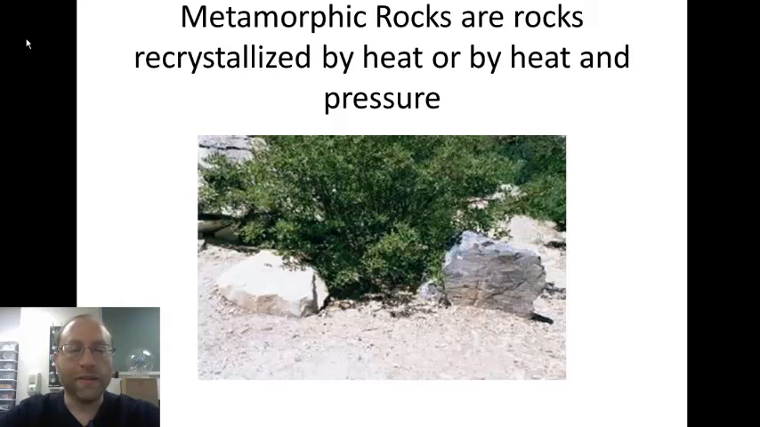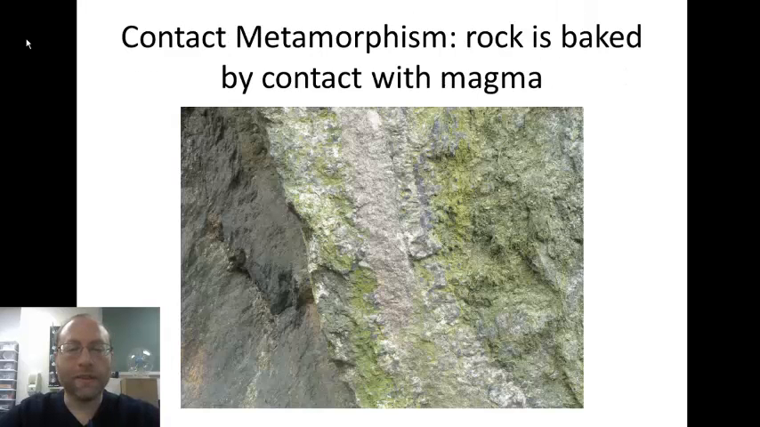What happened is that the marble was once in contact with magma. It didn't get hot enough to melt. If it had melted, it would have become an igneous rock. But it was close enough that it got heated up and it recrystallized, and it got changed from limestone into marble. And that's called contact metamorphism. And you see it here.